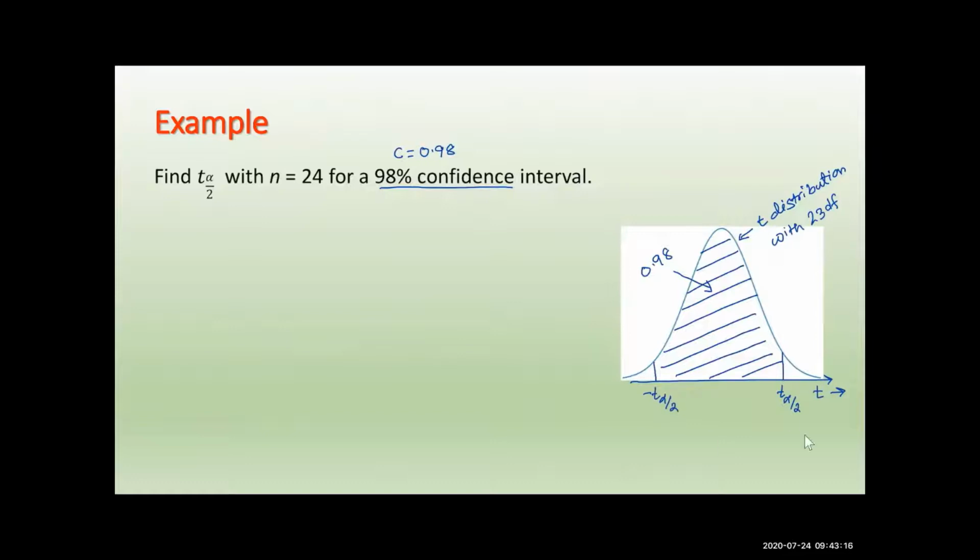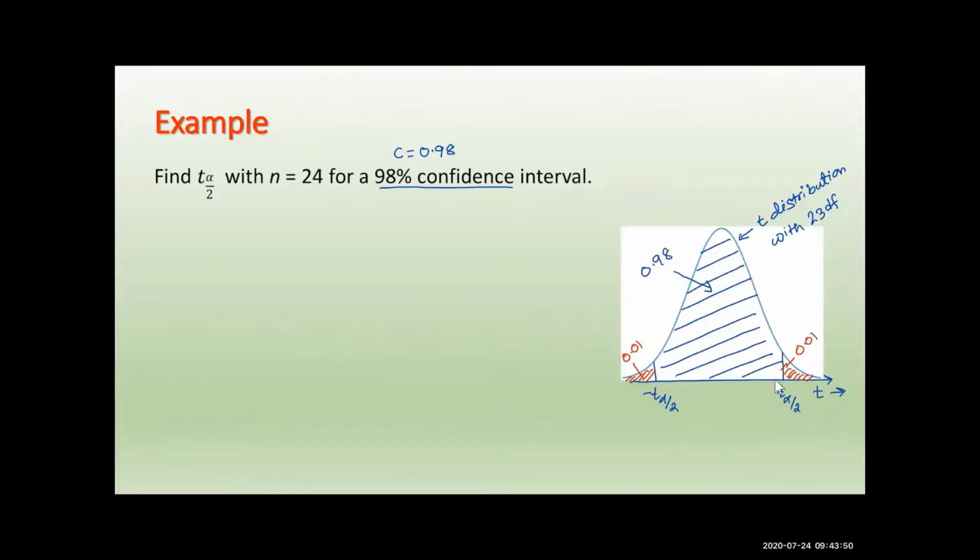Because we are calculating this T alpha over 2, we need the entire area to the left of that. So I need the area on the tail. Let's find the area on the tail. Because you have 98% in the middle, the remaining 2% is divided into two parts. So on each tail, you have 1% area. This area is 1% or 0.01, and this area is also 1% or 0.01.